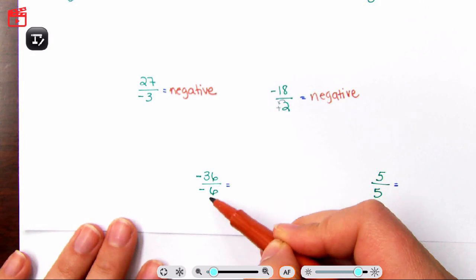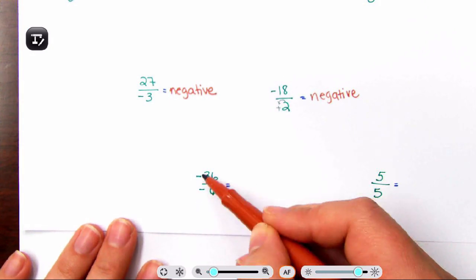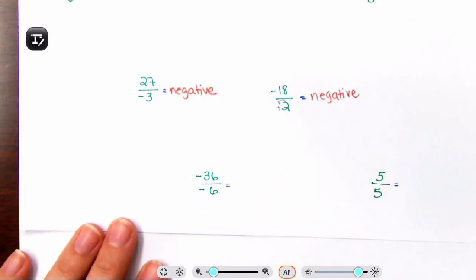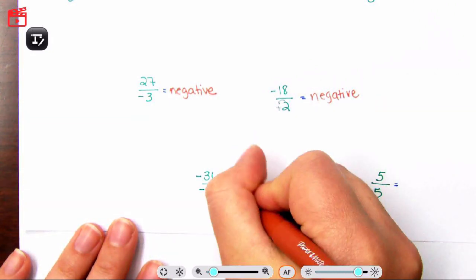Negative on top, negative on the bottom. That means they are both the same on top and bottom. If they are the same on top and bottom, our final answer is positive.